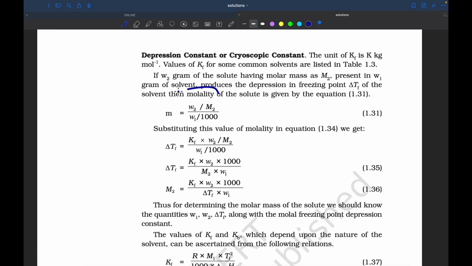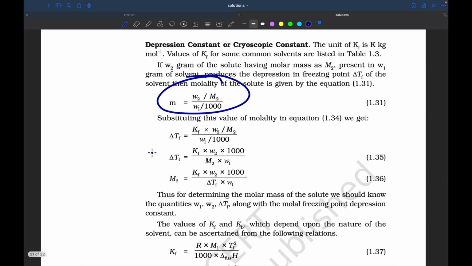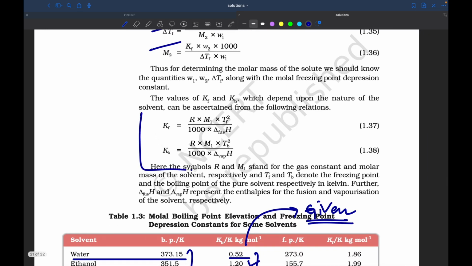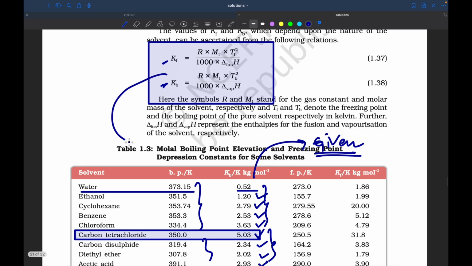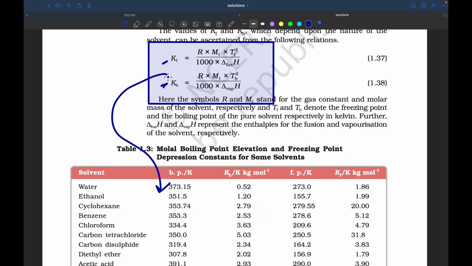Right? So he equated it with the molality formula. Right? So here, to calculate delta Tf, molality is used. Here he has given two equations, look. These are the formulas by which Kf and Kb are experimentally calculated. Kf and Kb are calculated and formulated in this table, by these experiments.